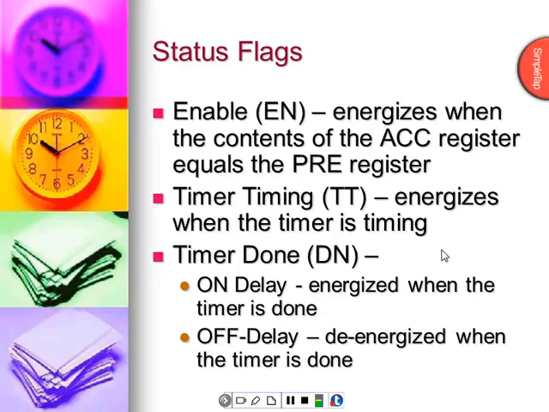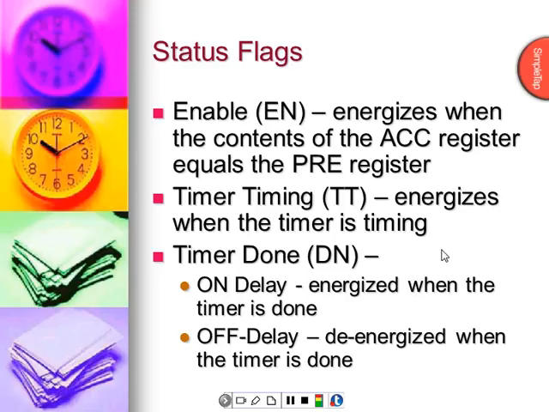The done flag is active when the timer has completed its cycle. So if it's 15 seconds, when it's completed its 15 seconds, a done flag comes on, and you can use inputs called done. So you might have T4:0/DN, and that would tell me that the timer is finished.